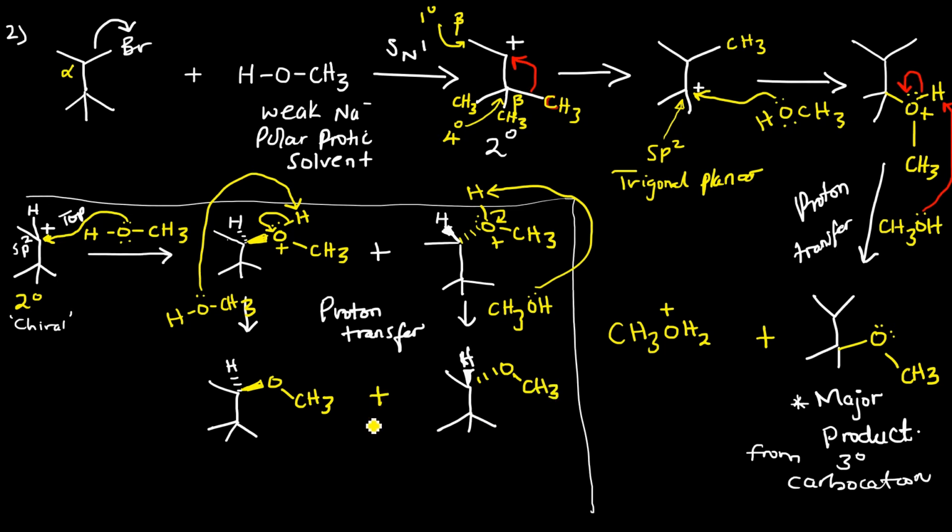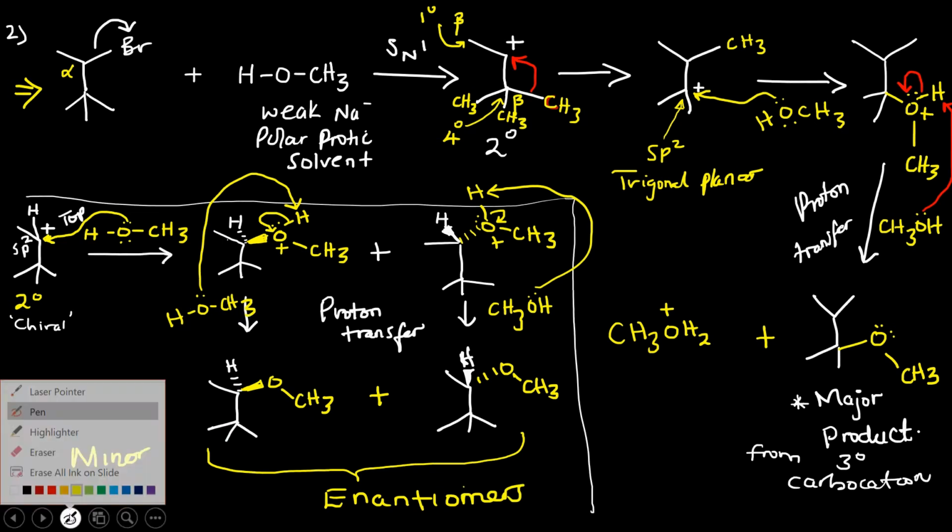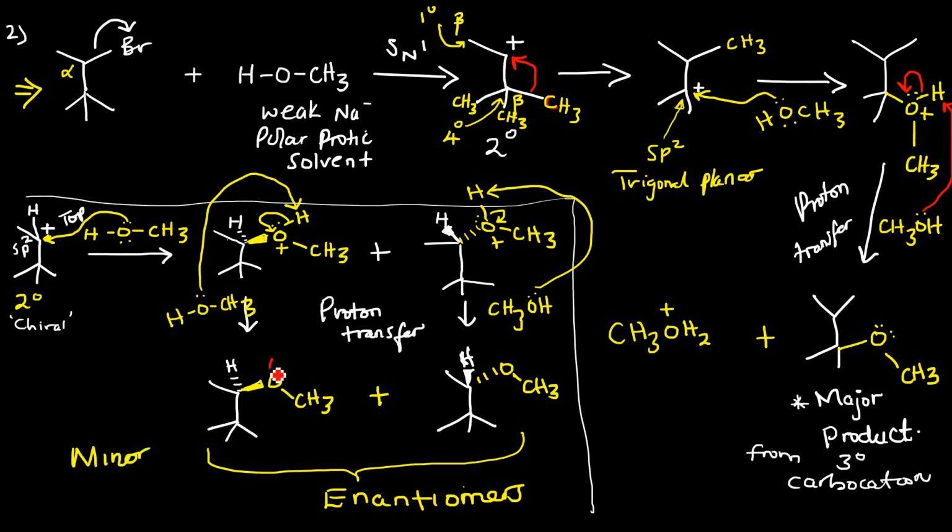Who can tell me the relationship between these two products? By the way, this will be the minor products from this original reaction. What's the relationship? Are they enantiomers? Yes, enantiomers. Why? If you assign chirality, one would be R, the other one would be S. So 1, 2, 3. You're going towards your right. The smallest group is to the back. This is an R product.